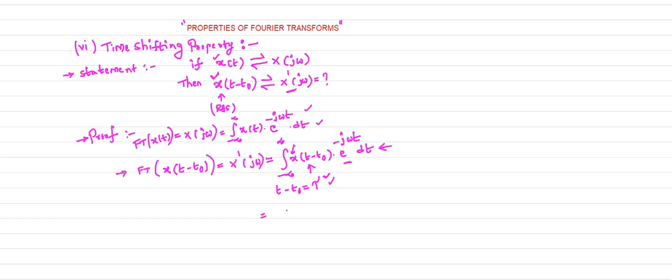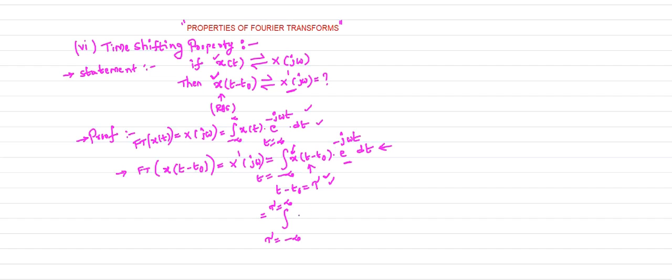Now what are my limits for tau? What is my lower limit for tau? Previously the lower limit for t is minus infinity. Now the limit is changed from t to tau. Tau is t minus t naught. So when you substitute t equal to minus infinity, you will get tau equal to minus infinity. What is the upper limit for tau? The upper limit for tau is infinity, because here the upper limit for t is infinity, and tau is t minus t naught. So when you substitute t equal to infinity, you get the upper limit tau equal to infinity.